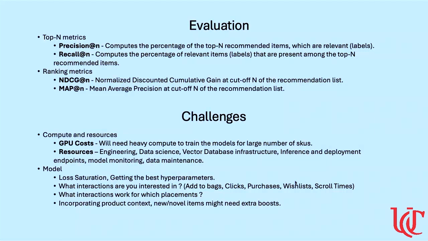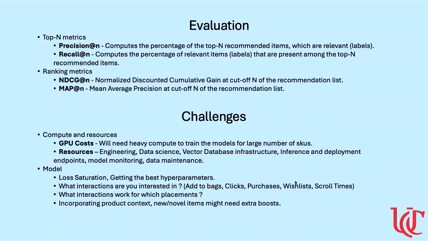What interactions are you interested in? The add to bags, clicks, purchases, wish lists, scroll times. So fairly customizable. You will have to work your way through what signal is working out best for you. Let's say on the checkout page, if you look at a particular website, you're more interested in the add to bags. If you are just interested in the home page or the discovery page, maybe your clicks are working out well. If you're just interested in increasing the customer engagement time, then maybe scroll times is something you want to look out for.